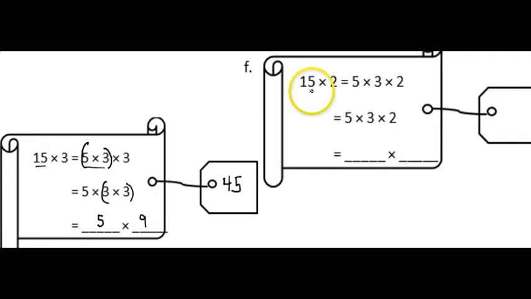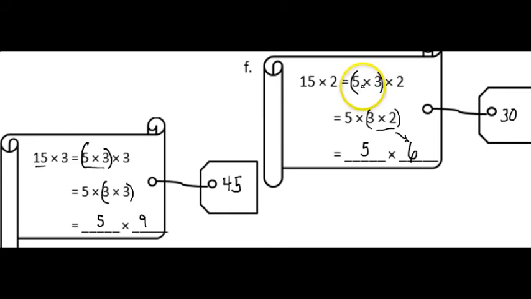One more example. Here we have 15 times 2. I can rewrite 15 as 5 times 3, and then I'll shift my parentheses, put those around the 3 times 2. That means we're now going to solve the problem of 5 times 6, since 3 times 2 is 6. 5 times 6 is 30, which also means 15 times 2 is 30.